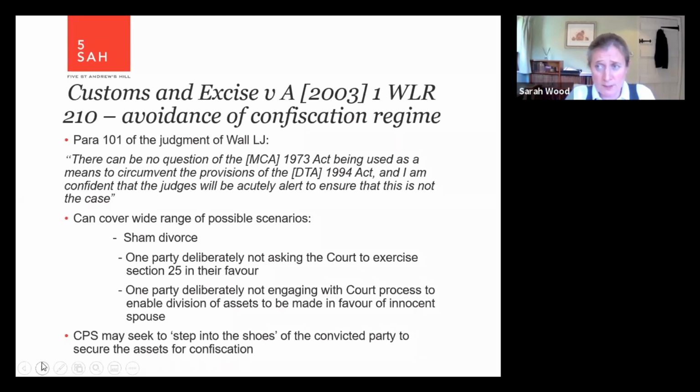But in those circumstances, what the CPS may seek to do, perfectly legitimately, is to ensure that there isn't effectively a sideswipe of the assets in favour of the other party, and may step into the shoes of the convicted party to ensure that Section 25 is still applied properly, even though ultimately the assets that are distributed towards the convicted party, let's say, go towards satisfying a confiscation order. What the court still has to be satisfied is that Section 25 has been operated and applied correctly.